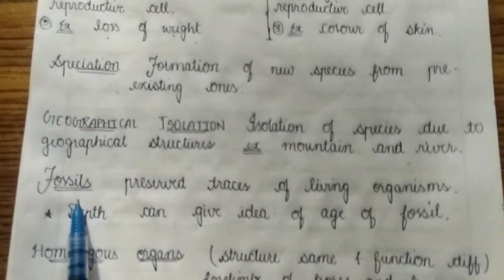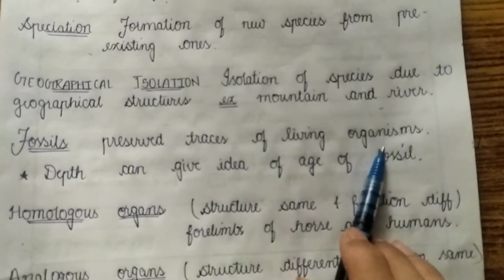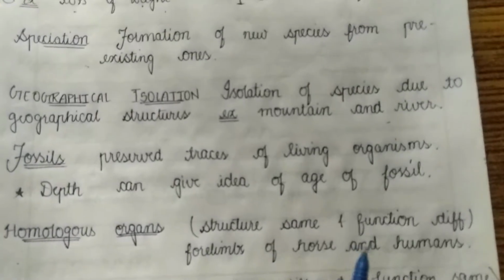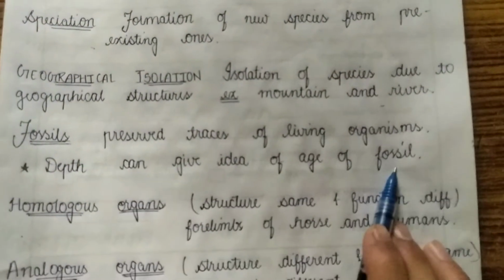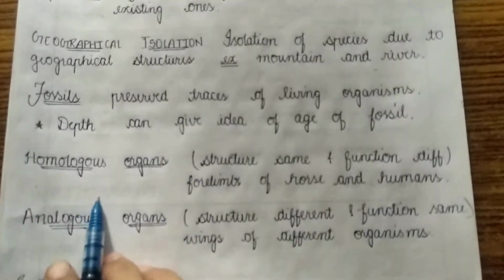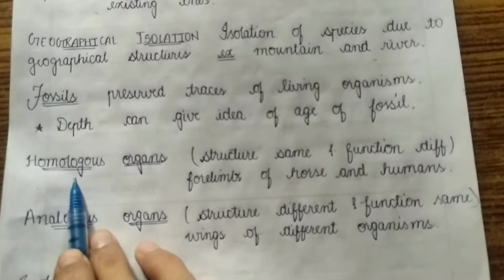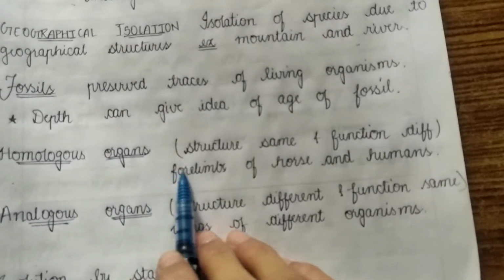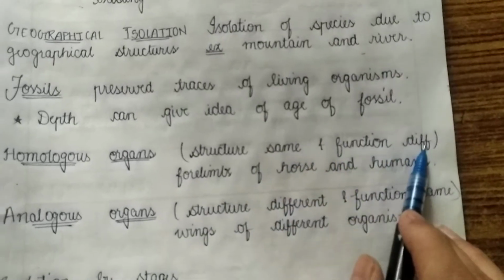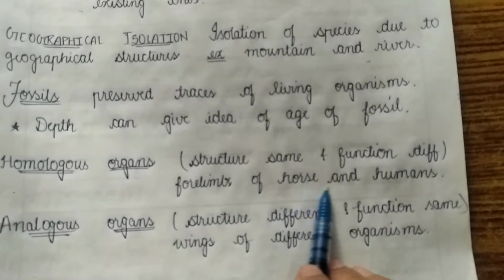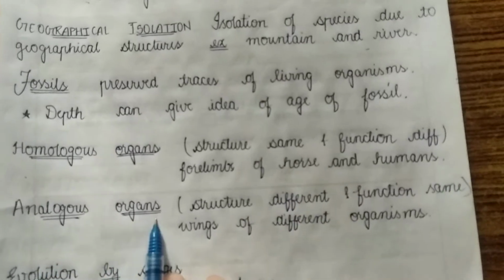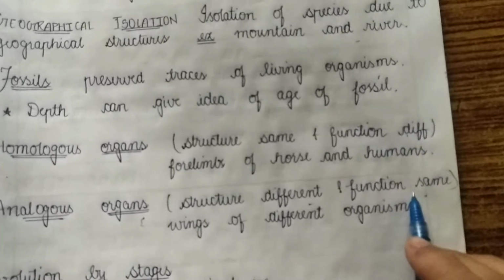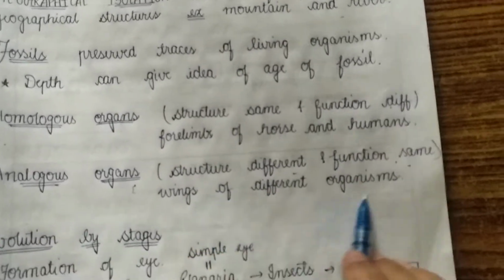Now we will see what are fossils. Fossils are the preserved traces of the living organisms, and we note at what depth they are found. By this we can determine the age of the fossil. Now there are two types of organs, homologous organs and analogous organs. What are homologous organs? Homologous organs are the organs whose structure is the same and function is different. Example, forelimbs of horse and humans. Next is analogous organs. That is, structure is different and function is the same, just opposite to homologous. Example, wings of different organisms.